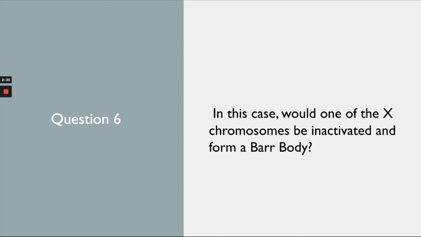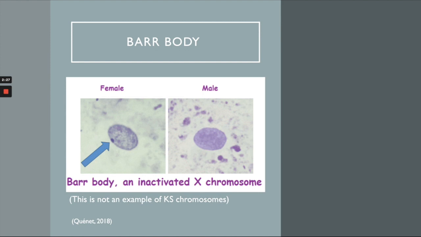Finally, question 6. In this case, would one of the X chromosomes be inactivated and form a Barr body? A Barr body basically inactivates one of the 2 X chromosomes. Barr bodies regulate the amount of X-linked gene product being transcribed, so basically it might limit the amount of estrogen being produced, just to ensure there's a healthy balance in somebody.